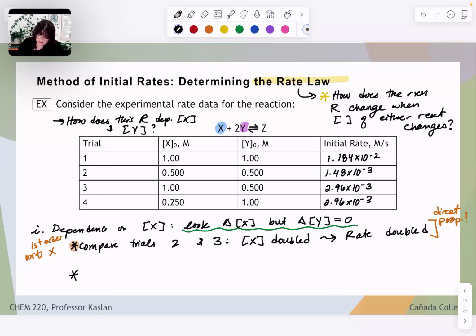Okay, let's do a similar treatment for Y. So here we had as X doubled, the rate doubled. Now we're going to look at Y. So let's find some trials where X is held constant. So it looks like here and here, but Y is changing here and then here. So we're going to compare trials 1 and 3.